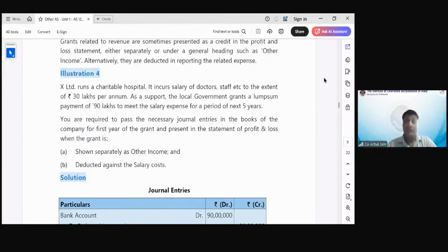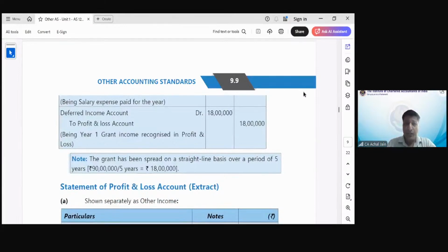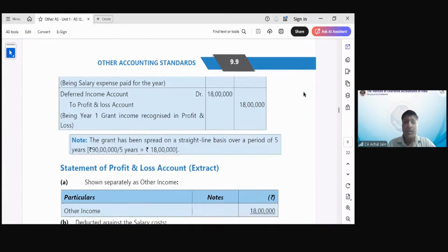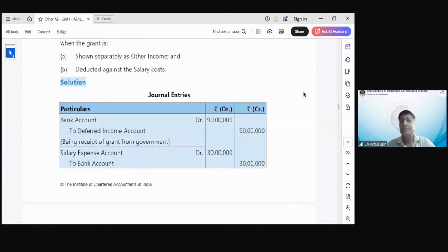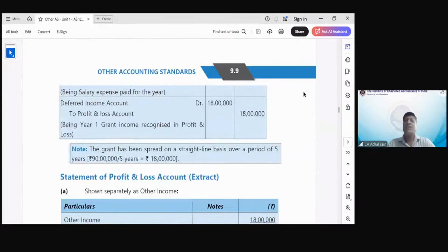Or you can also pass two accounting entries. Again, it's up to you. So you can also pass two accounting entries. First, you can record salary expense as 30. Second, you can then reduce the salary expense by 18 lakhs.